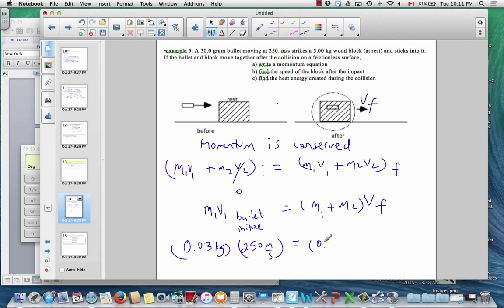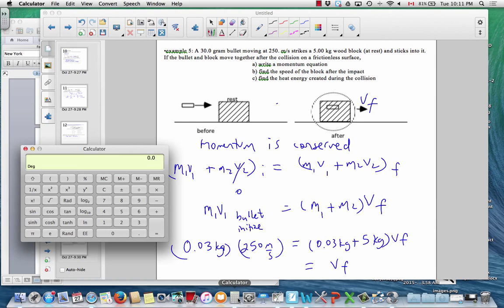So that's an expression for the total initial momentum. Now the total final momentum is we've got the bullet plus a 5 kilogram block. So we essentially have a 5.03 kilogram block moving at a speed v, and we can now solve for that unknown speed using this momentum equation. So divide by 5.03, and we find 1.49 meters per second for that speed.